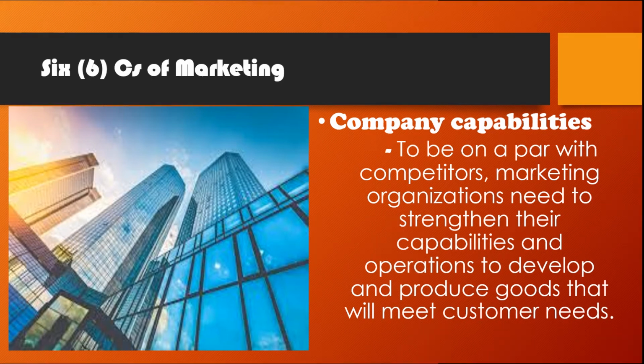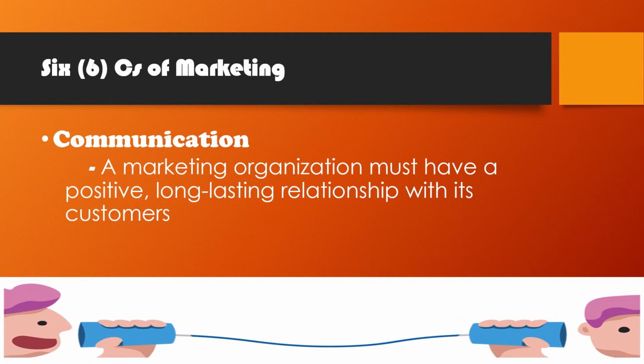So another one is communication. A marketing organization must have a positive, long-lasting relationship with its customers. A negative brand image results in low sales. So just like, for example, if there is a negative feedback of a certain product, let's say, for example, they found out that in one of the milk products there is a melanin content in it. So this would create a negative impact to consumers taking the milk. It's because they're not going to purchase it because of the melanin content, that it can destroy your body.